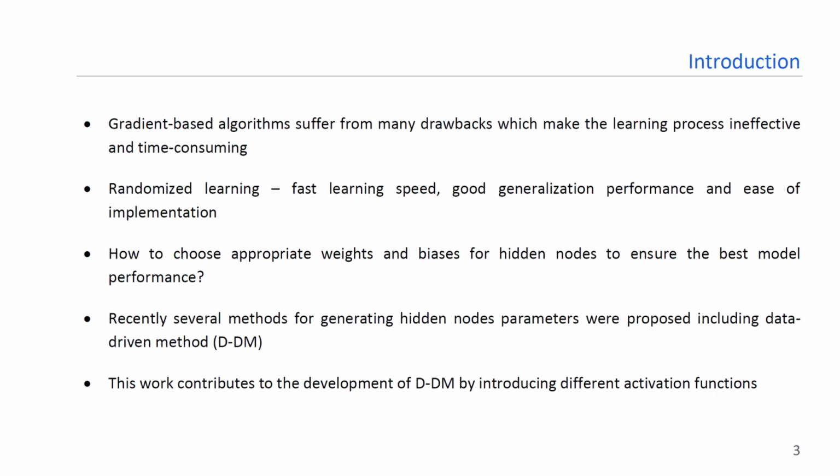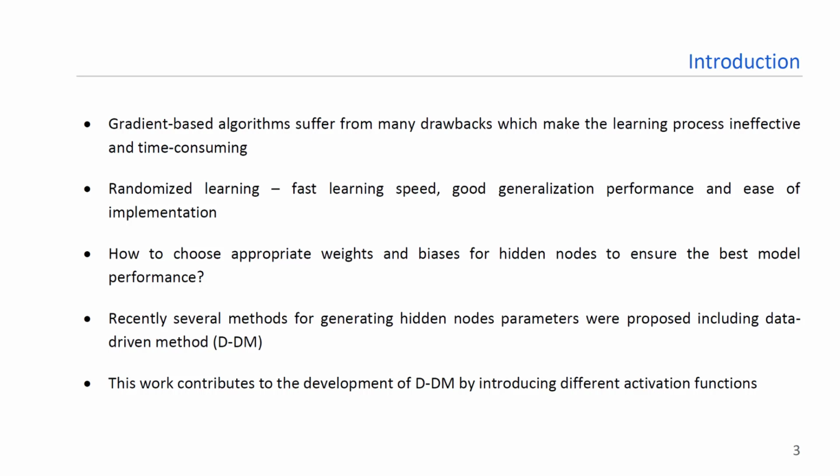Typically, feedforward neural networks learn using gradient descent methods, which suffer from many drawbacks, which make the learning process ineffective and time-consuming. Randomized learning was proposed as an alternative to gradient-based learning. In this approach, the parameters of the hidden nodes are selected randomly and stay fixed. The optimization problem becomes convex and can be solved by a standard linear least squares method. This leads to very fast training, good generalization properties, and ease of implementation.